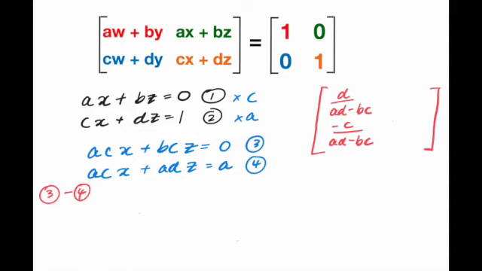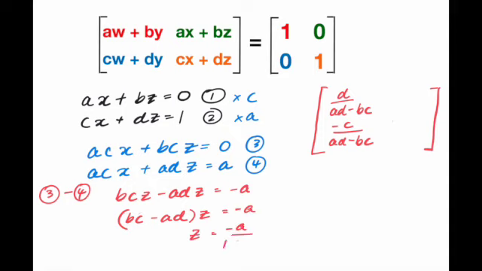So now what we'll do is subtract equation 4 from equation 3. And that leaves us with BCZ minus ADZ is equal to negative A. We'll factorise out the Z. So that means that we get BC minus AD in brackets, all multiplied by Z, and that equals negative A. And we'll divide both sides by what's in the bracket. So Z is equal to negative A over BC minus AD.